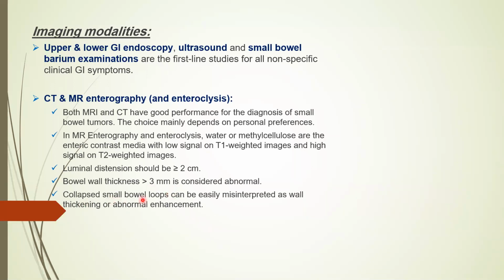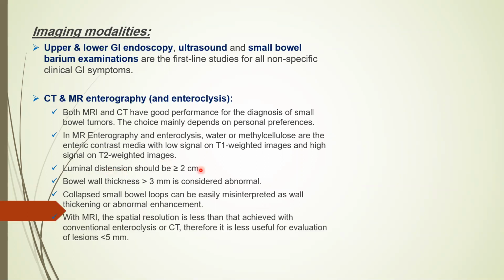Collapsed small bowel can be easily misinterpreted as thickening or abnormal enhancement. So as I mentioned, it should be distended at least 2 cm. The resolution in MR is generally less than the CT, so lesions less than 5 millimeters may be missed by MRI and better seen by CT.